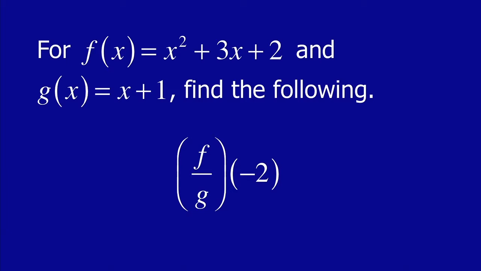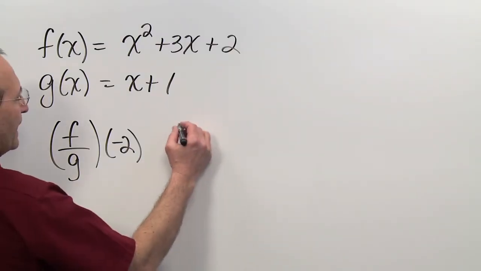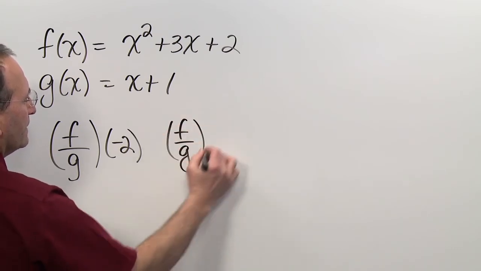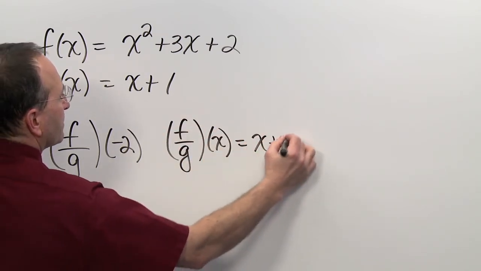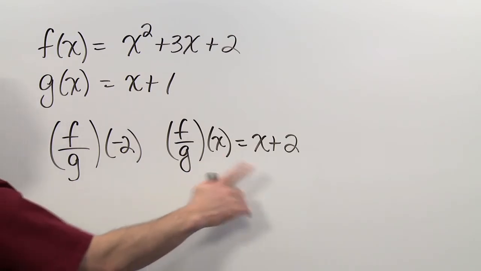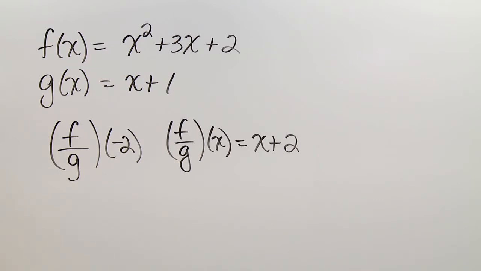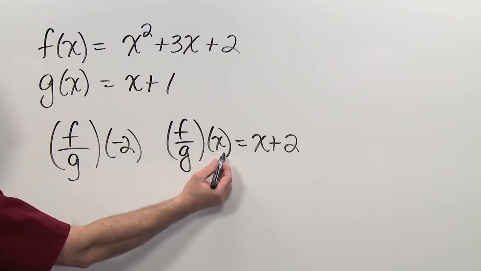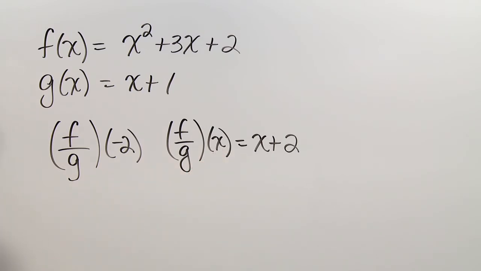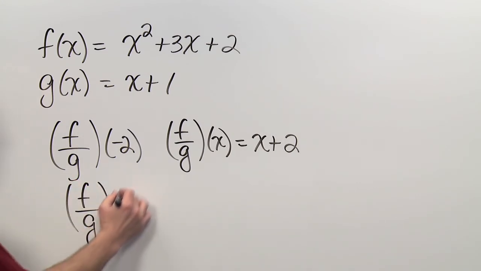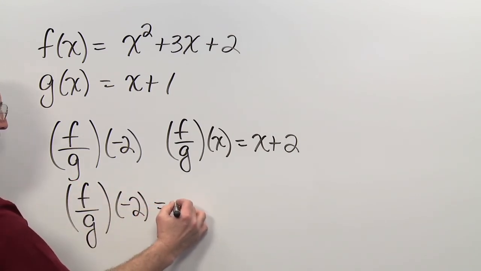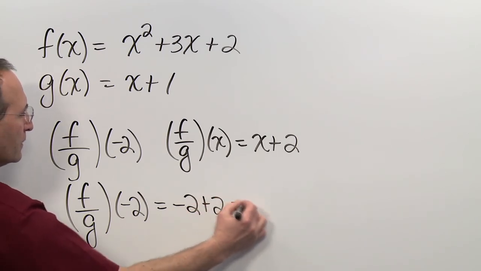For the same f of x and g of x, we're going to find f divided by g of negative 2. Recall, we just found that f divided by g of x is equal to x plus 2. Recall, though, that x could not equal negative 1, which it doesn't in this example, so we're good. And that means we can simply take this formula and replace negative 2 for x. In other words, we would have f divided by g of negative 2 equals negative 2 plus 2, which equals 0.